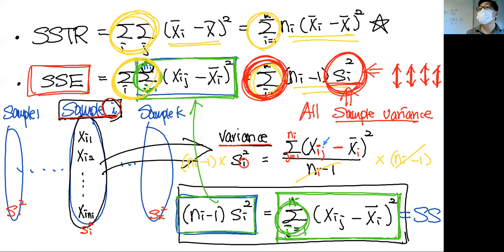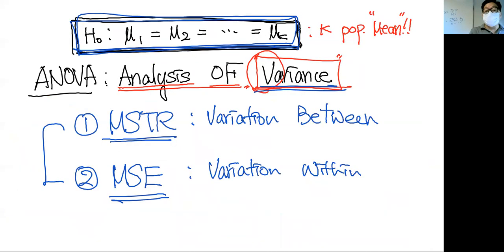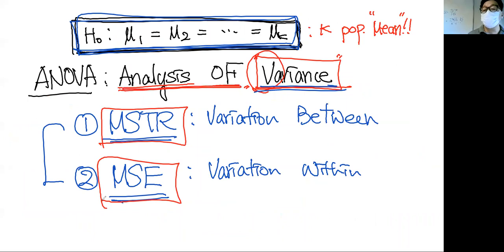Okay, next time we are going to discuss how we can use the two mean squares. So we have, yes, two variances. So next week, we are going to discuss how we can analyze the two variances, for what? Comparing the population means.